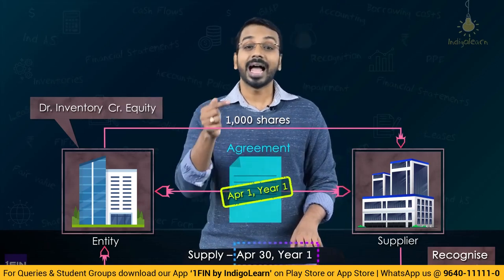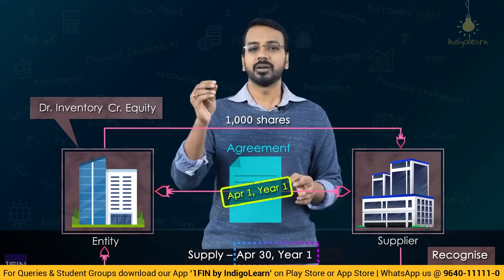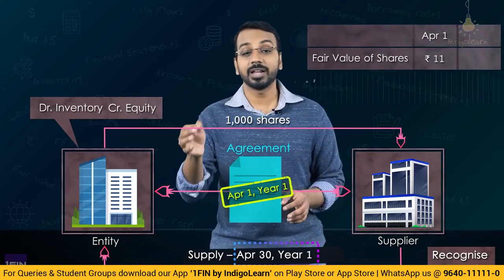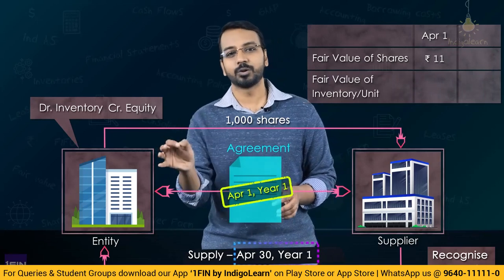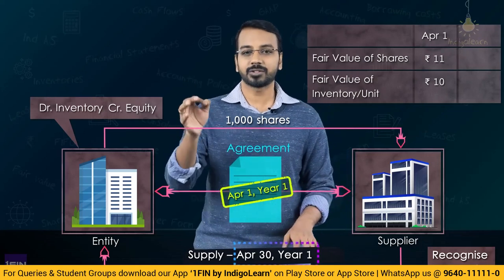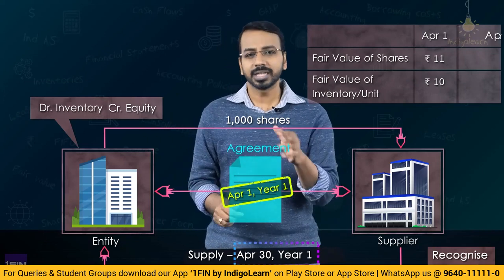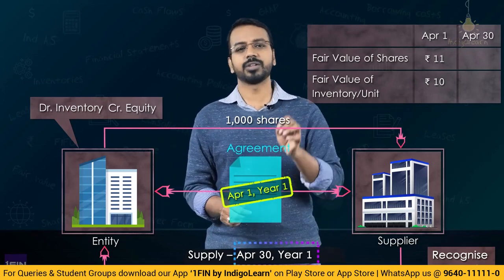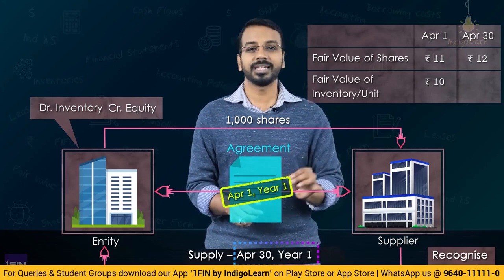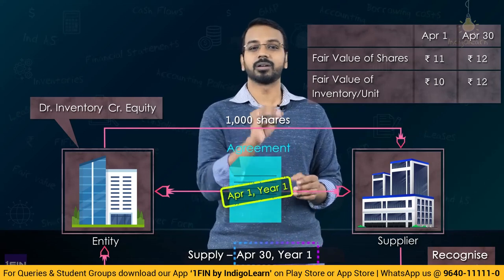Now the next question is, at what value should we account for this particular transaction? Say for example, the fair value of shares on 1st of April is 11 rupees and the fair value of inventory per unit is 10 rupees on 1st of April. That is, on the date on which the agreement has been entered into, the fair value of share is 11 rupees and the price per unit of inventory is 10 rupees. On 30th of April, say the fair value of the shares is 12 rupees and the price per unit of inventory is say 12 rupees. Now tell me one thing, what will be the value that you will consider to record the transaction?